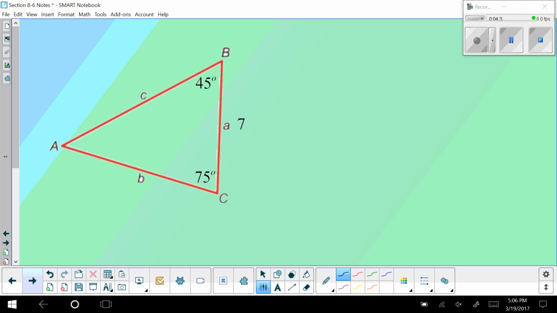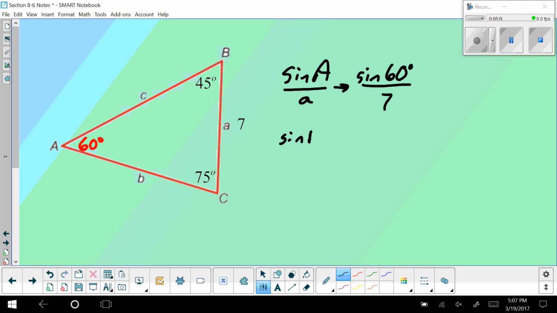So if we go back to the triangle we started with, we already said that angle A is 60 degrees. Let's say I wanted to find out what B was. What I'm doing is setting up ratios of sines of angles to the lengths of their opposite sides. So if I'm looking at angle A, to the length of the side opposite it, that's the sine of 60 degrees, and the side opposite is 7. If I'm looking at angle B, the sine of angle B to the side opposite it would be the sine of 45 degrees to the unknown B that we have.